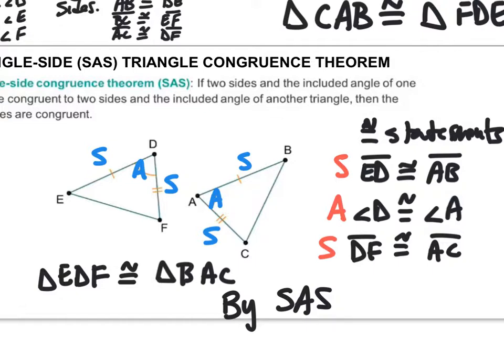So that's the idea. It's all about you looking at a picture and saying, okay, I have a side, an included angle, and another side, and on this picture I have a side, an included angle, and another side that are congruent. So I know that the triangles are congruent. And if the triangles are congruent, then all the other angles and all the other sides would also be congruent. This is really fun. I'm having a good time right now. I want you to know that.